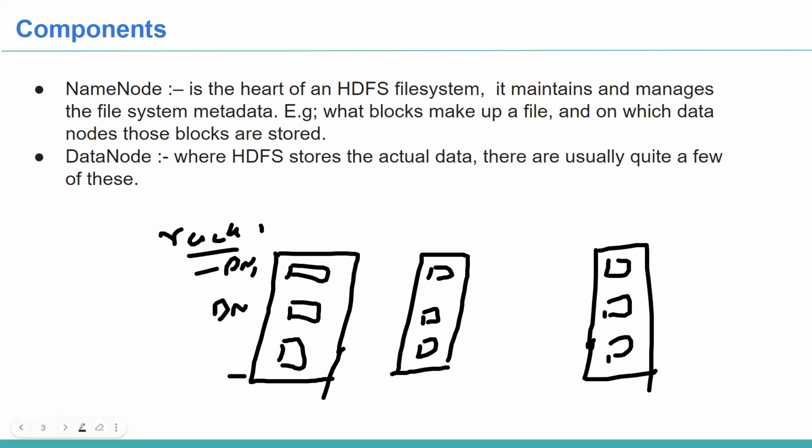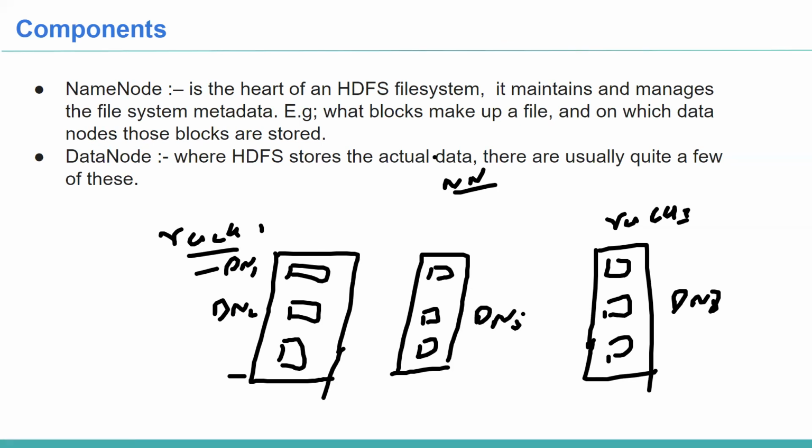Then data node 2 also resides in rack 2, rack 1, and data node 8 resides in rack 3. So the name node is aware of where each data node is present. It knows that in rack 1 data node 1 is present, and in rack 2 we have DN5 present.